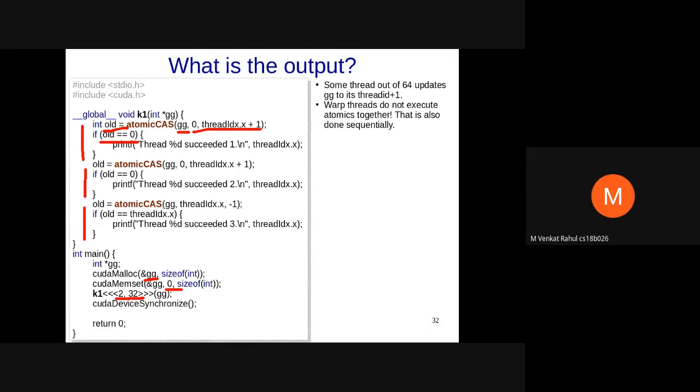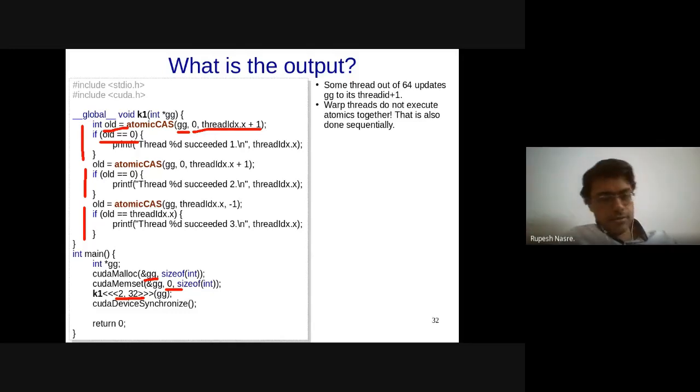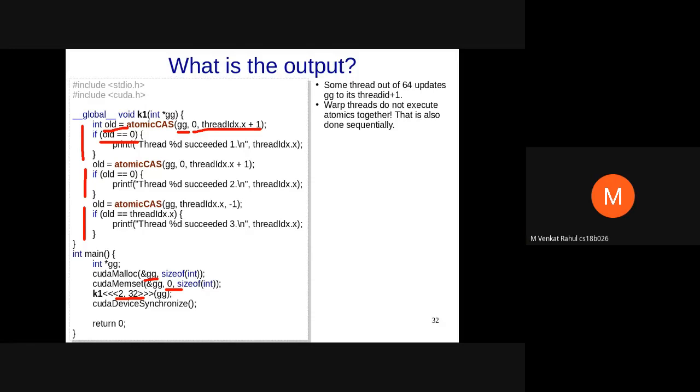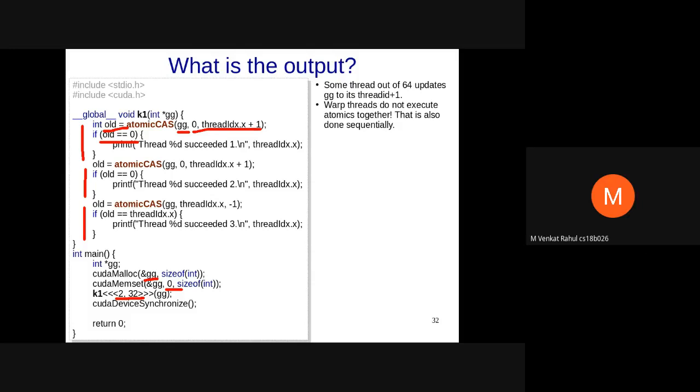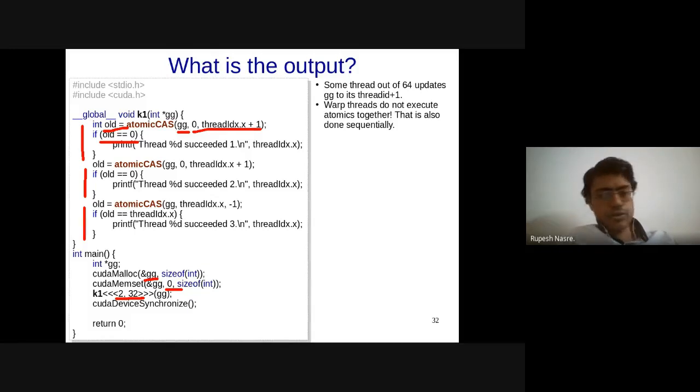Sir, Venkat here. When atomic CAS fails, it just returns whatever is the original value, right? Yes. Sir, since in the first atomic CAS we are doing thread ID x plus one, whichever thread succeeds, its value will definitely be greater than zero. So this old will definitely not be zero, right? So the second printf won't be executed. Yeah, I'm going to discuss that. Sure. Agreed.